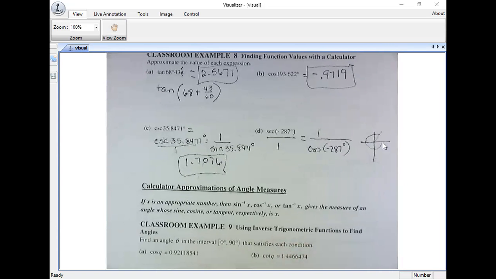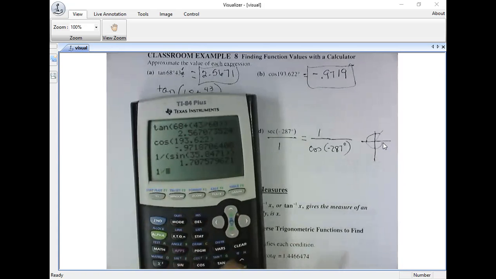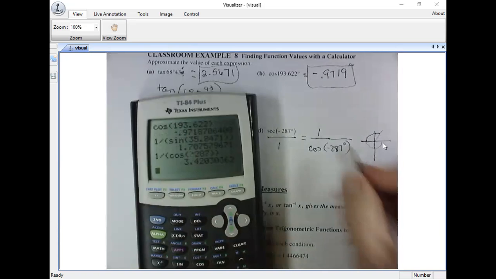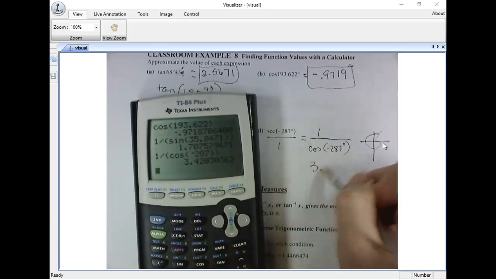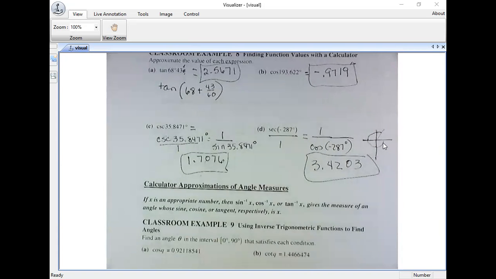All right, let's find out. So if you put in 1 divided by, and then we'll put in the cosine of -287. Oops, I think I put 1 too many in there. Is that what you get? Rounded to 4 places, I've got 3.4203. All right, we still doing well?